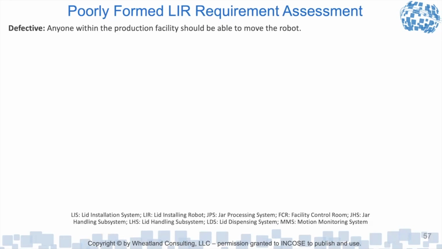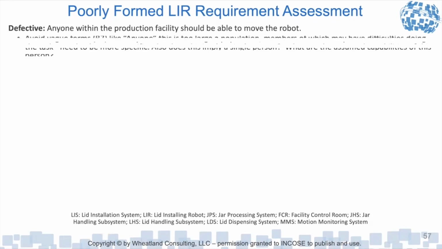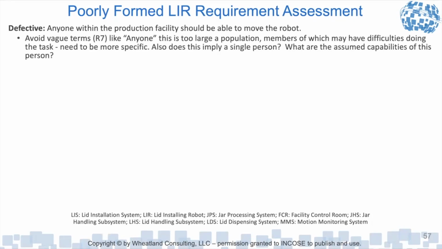Anyone within the production facility should be able to move the robot. This is a good need. Again, it's not stated as a well-formed requirement. Vague terms like "anyone" is too large a population, members of which may have difficulties doing the task. We need to be more specific. Also, it does imply a single person. What are the assumed capabilities of this person?